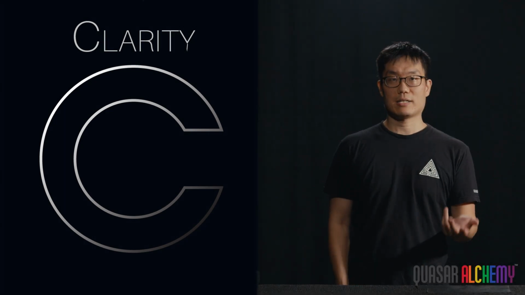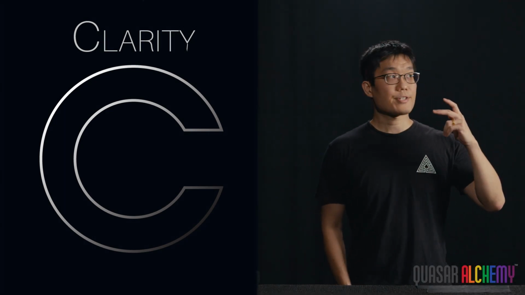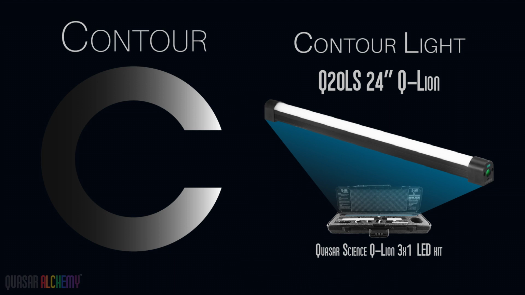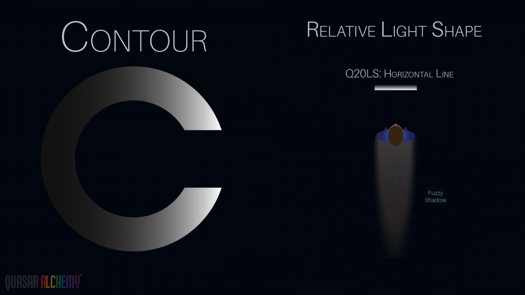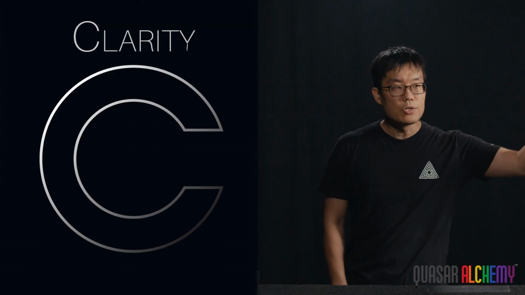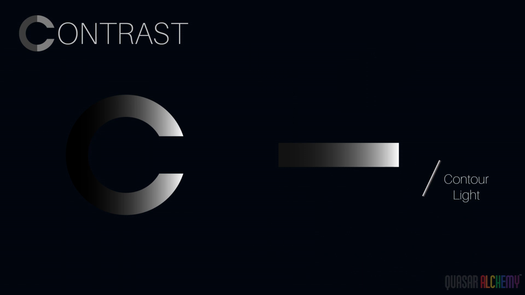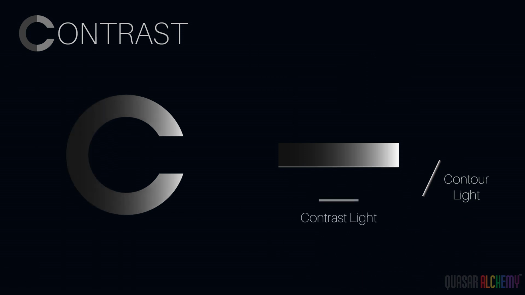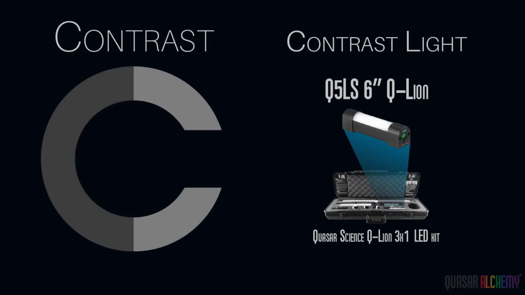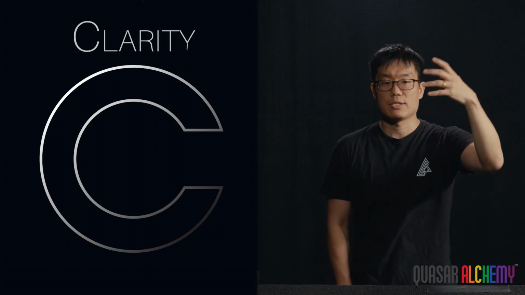All right, so we're going to talk about clarity now. We've already discussed contour light, and we've got a Q20 serving as our contour light. From that position and size and distance, we're getting a certain definition of the shadow on my face. Now, in terms of the mood of that light, I reduce that dramatic feel with a contrast light. It's a Q5, it's a 6-inch light right in front of me in order to not change the certain contour on my face.